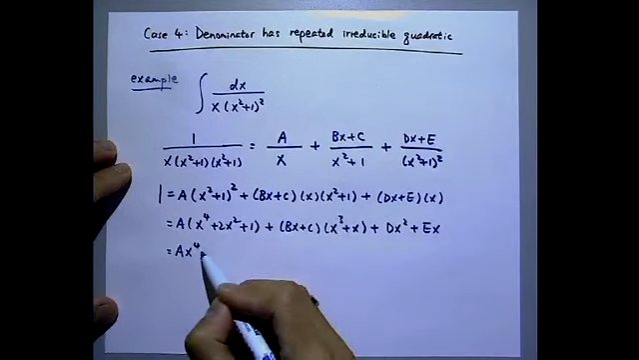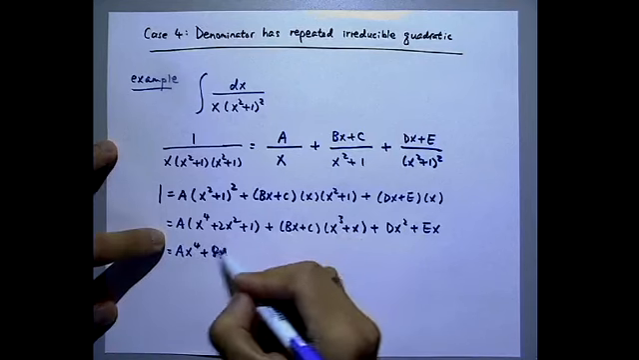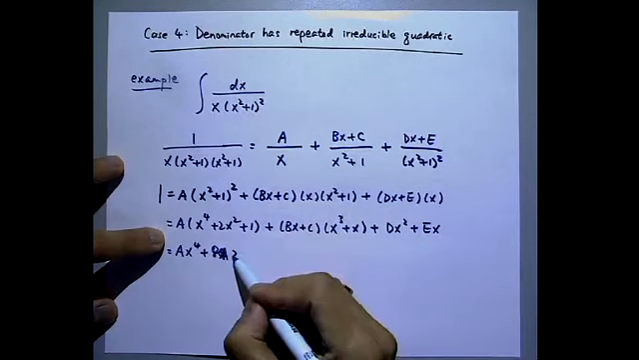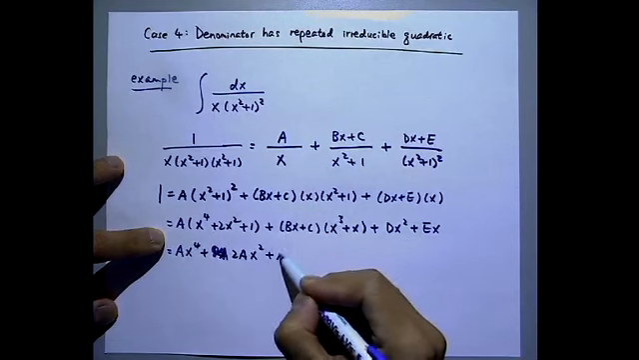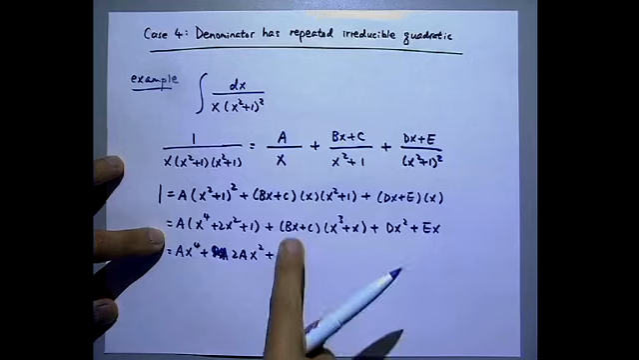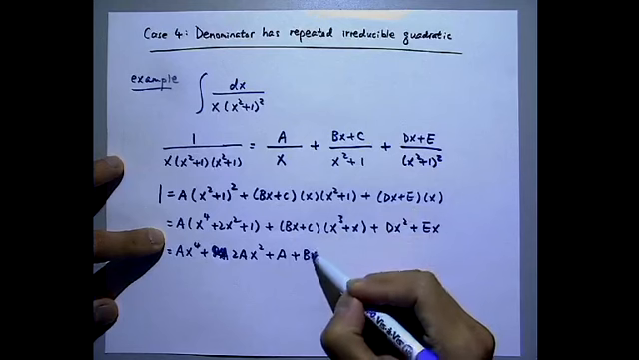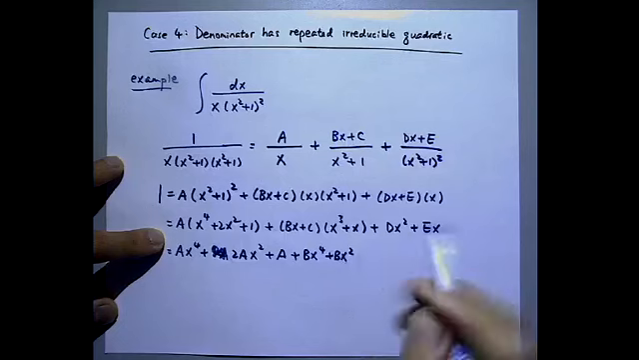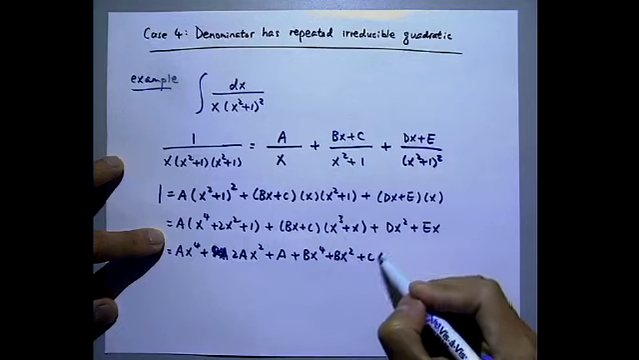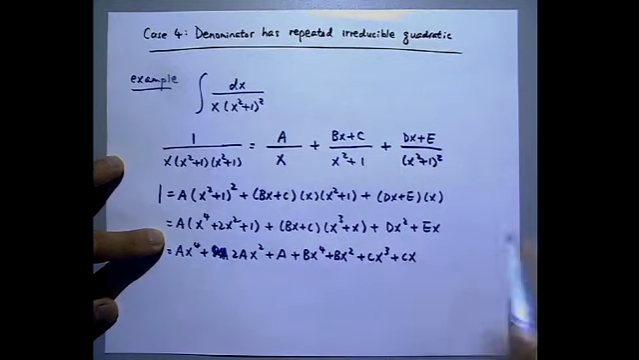Ax to the 4th plus 2a x squared plus a, and then bx to the 4th, bx squared, cx cubed, cx, dx squared, and ex.